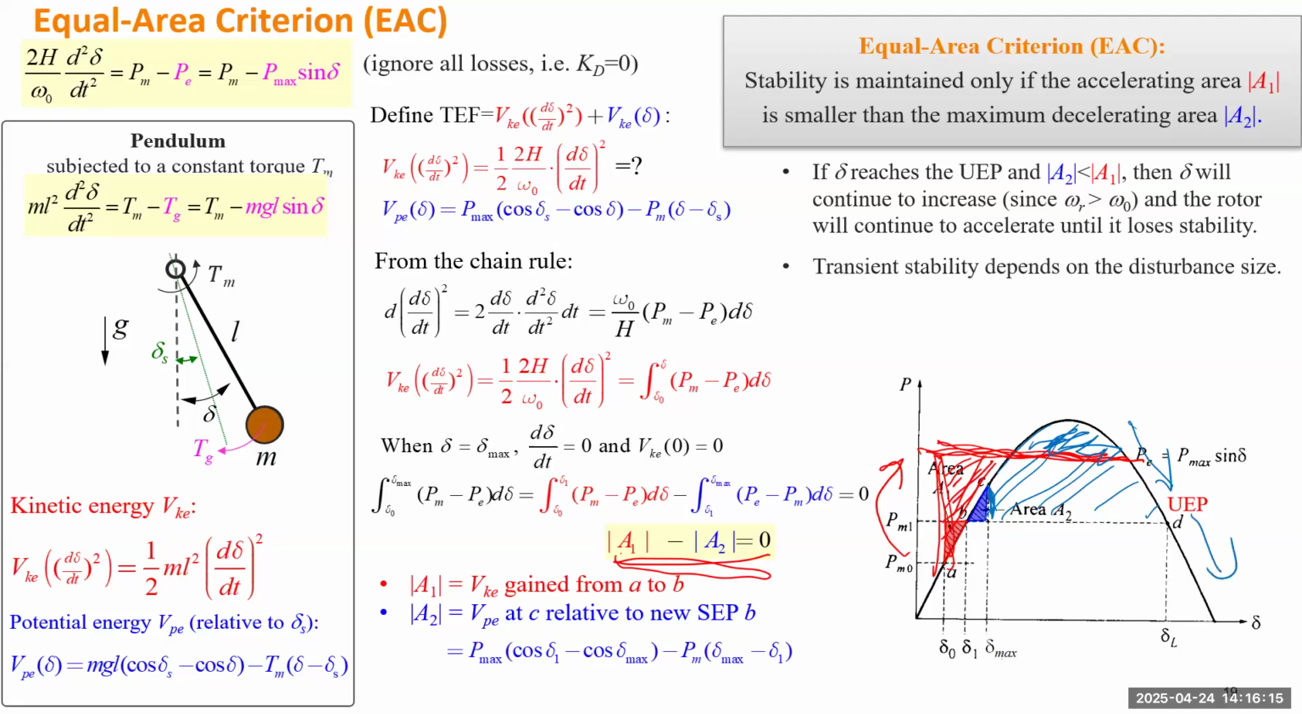Which means the size of the disturbance really matters for the transient stability. All right. So this question you can think about: what if the damping is not zero? What happens to the equal area criterion? We'll continue next Tuesday.